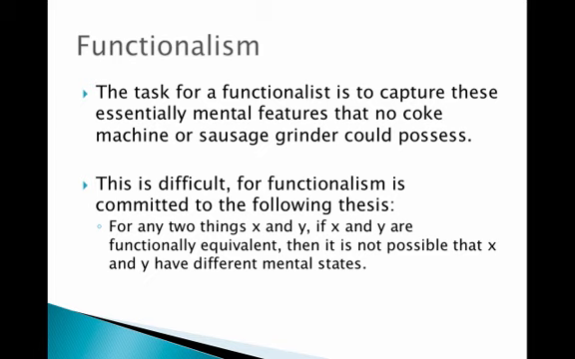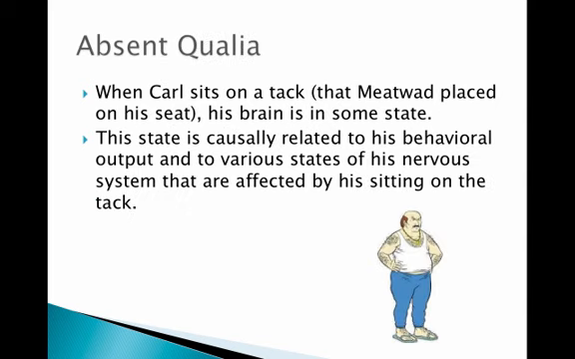Well, this is going to be difficult for functionalism. For functionalism is committed to the following thesis: for any two things, x and y, if x and y are functionally equivalent, then it is not possible that x and y have different mental states. So it's this kind of supervenience, I suppose, is a technical term philosophers use. There can be no difference between x without a difference in y, and vice versa. Okay? So when Carl sits on a tack, that's a meat wad placed on a seat, his brain is going to be in some state, and this state is causally related to his behavioral output in the various states of his nervous system and that are affected by his sitting on the tack.